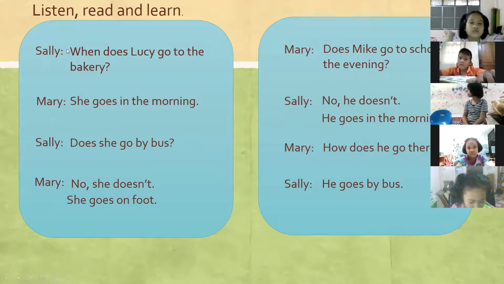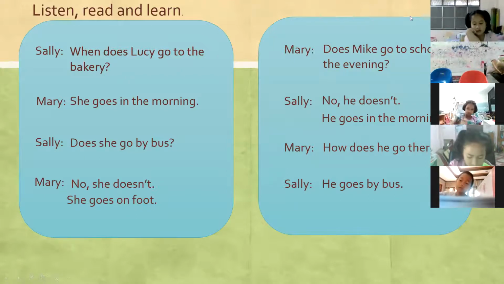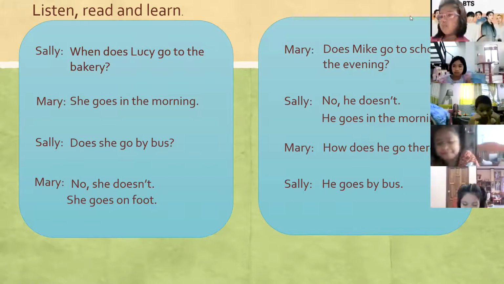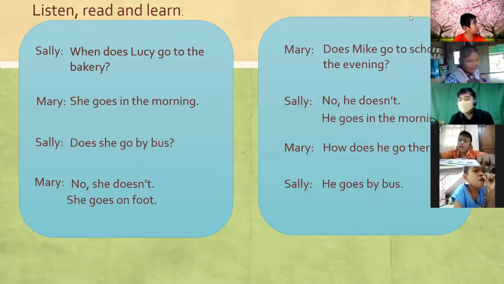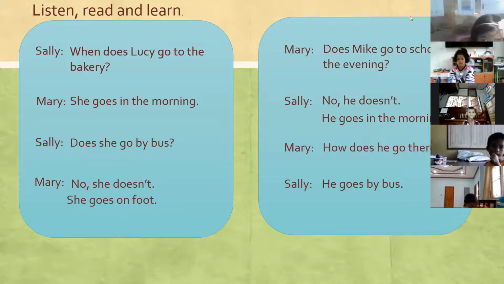Okay, let's start the conversation. Okay, one, two, three, go. Sally and Lucy go to the bakery. Okay. Wait a minute. Again. Okay. When does Lucy go to the bakery? Okay. Prom Tong, where is Prom Tong?